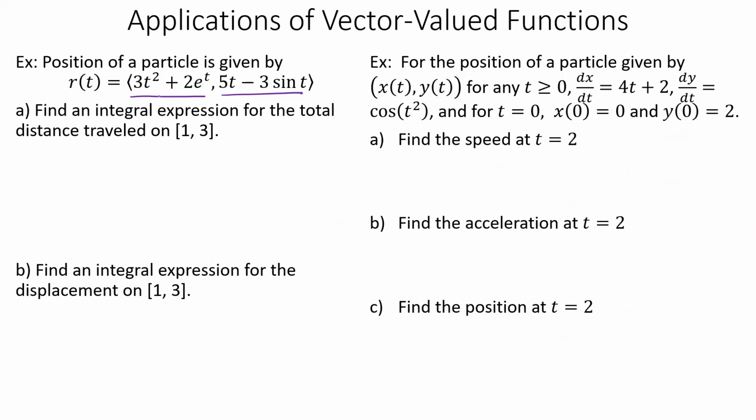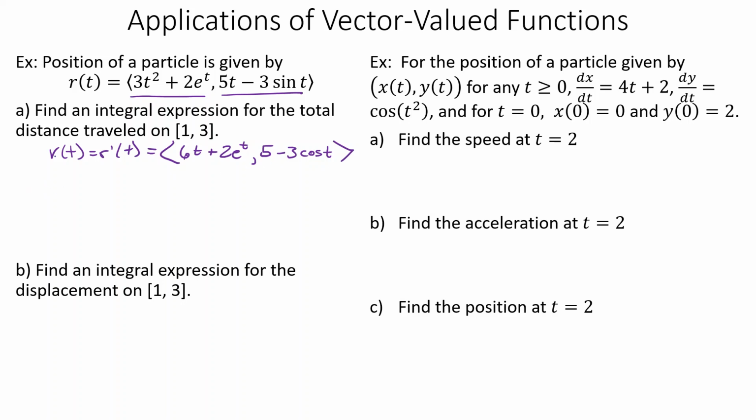All right, so this was r. That means we need r prime. We need our velocity. Velocity equals r prime equals, derivative of the first is 6t plus 2e to the t. Derivative of 5t is just 5, minus 3, derivative of sine is cosine. So there's our velocity function, our vector valued velocity function.